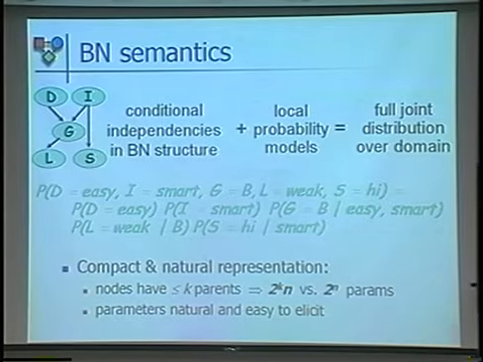And this is a significant reduction in parameters with consequent benefits for both representation by hand and for learning from data. And it turns out that these parameters also correspond to very natural quantities, like the probability of a student getting a B in an easy class and so on. So this is a Bayesian network.